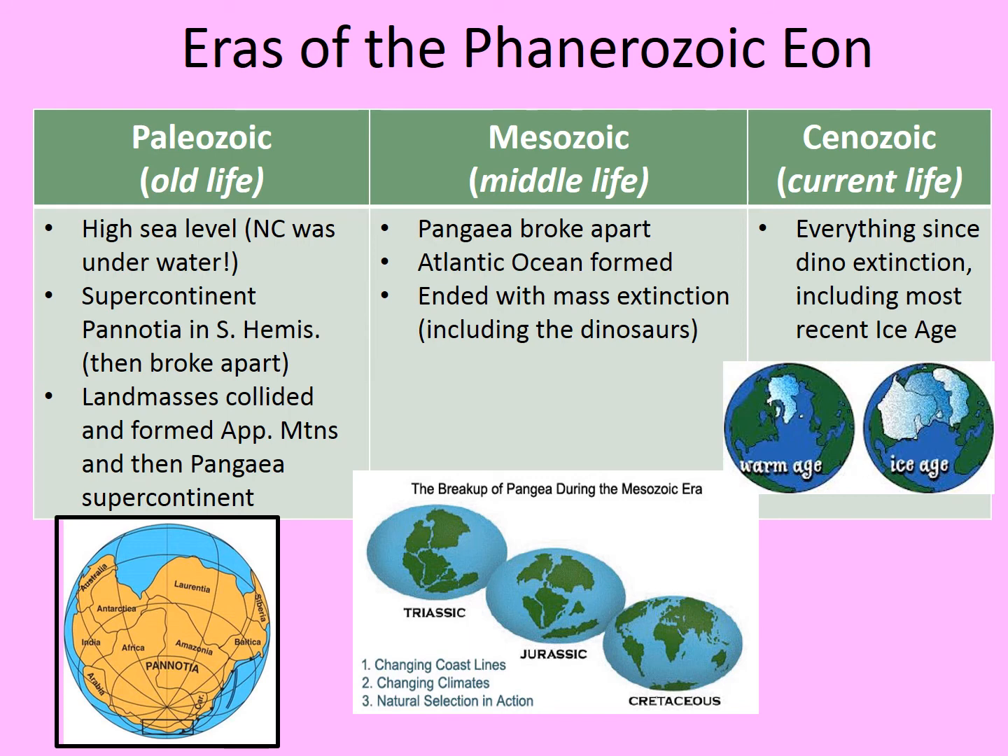Now, in the Mesozoic era, that's when Pangaea started to break apart. And as South America separated from Africa, as North America separated from Asia and Europe, that's when the Atlantic Ocean formed in between those land masses. Now, what separates the Mesozoic era from our current era, the Cenozoic, is that mass extinction 65 million years ago, including the mass extinction of the dinosaurs. So everything since the dinosaurs, including the most recent ice age, including current time, goes into that Cenozoic era.